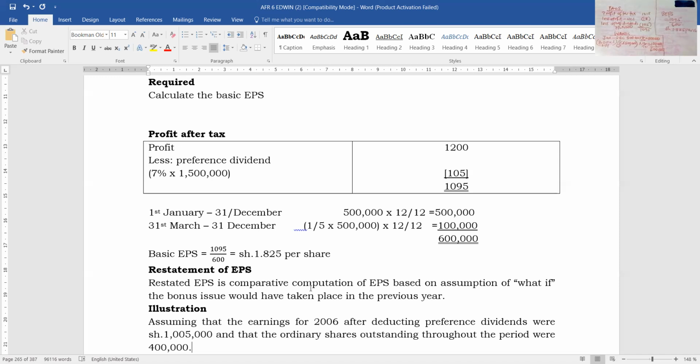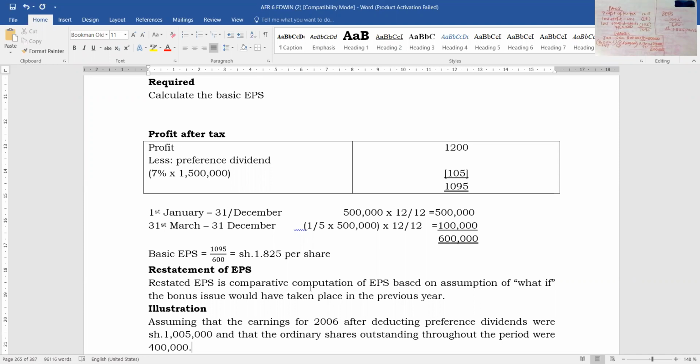That's fine. Okay. So there's something known as restated EPS. Restated EPS is a comparative EPS. So when I say comparative EPS, this one will assist us to check on the performance of the company. Remember that EPS is one of the measures. So restated EPS is a comparative computation of EPS based on assumptions of what if the bonus issue could have taken place in the previous year.